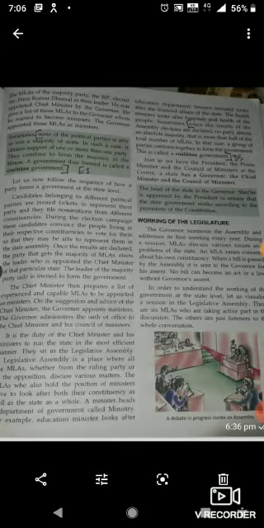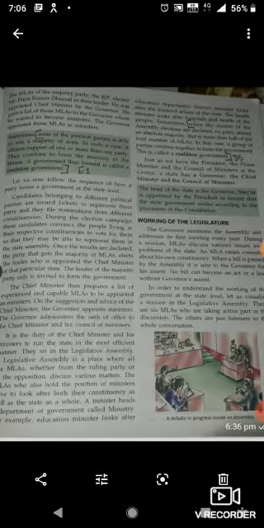Once the results are declared, the party that gets the majority of MLAs elects the leader, who is appointed the chief minister of the particular state. The leader of the majority party is invited to form the government.